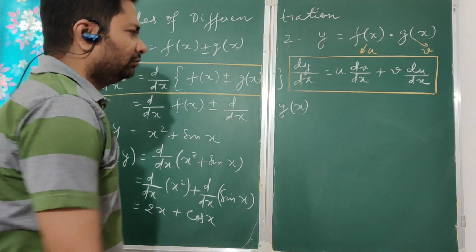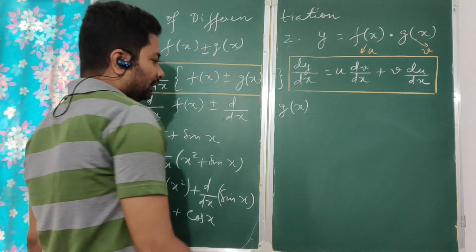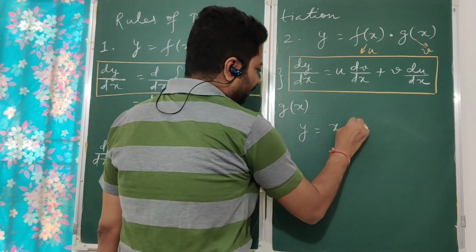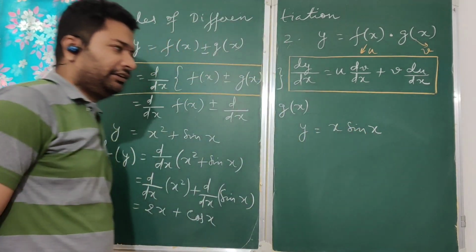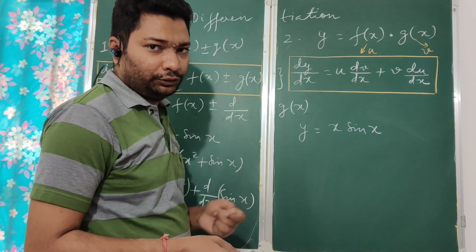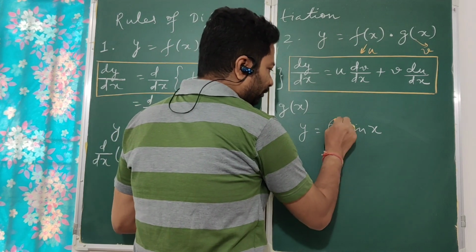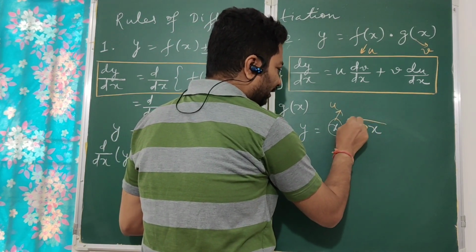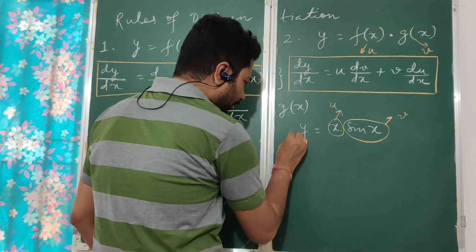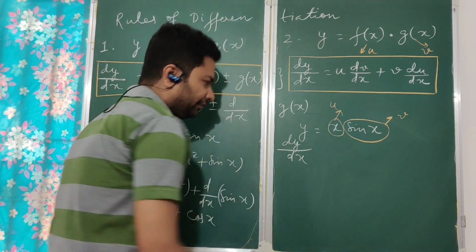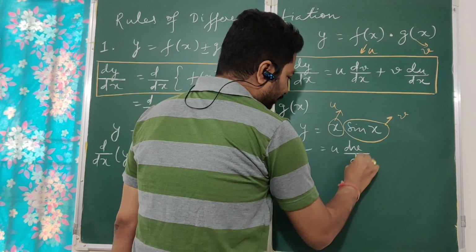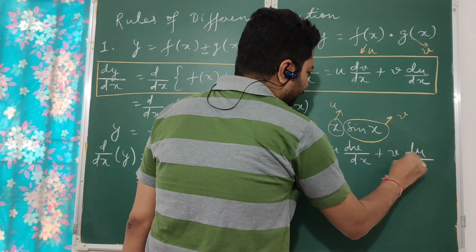Now let us take some example. Let's say if we are having y is equal to x into sin x, and they have asked us to differentiate it. How do we do this? So any one function you can assume it to be u, the other function will become v. So let us say I take this as u, so this function will become v. What is the formula? The formula to differentiate two functions in multiplication with each other is dy by dx is equal to u dv by dx plus v du by dx. You can see it here.